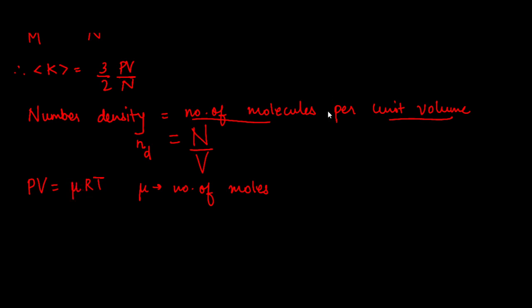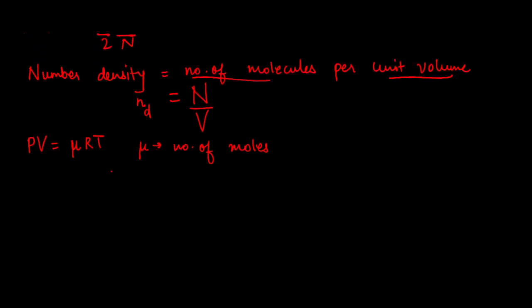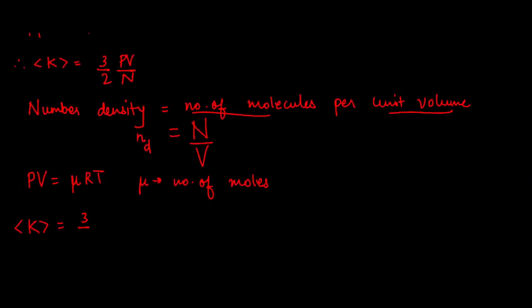So now if you put this P into V over there, we get average translational kinetic energy equals, let's go to this step, 3 by 2 PV. Instead of PV, we will write mu RT by capital N, right? We'll get 3 by 2 mu RT by capital N, right?